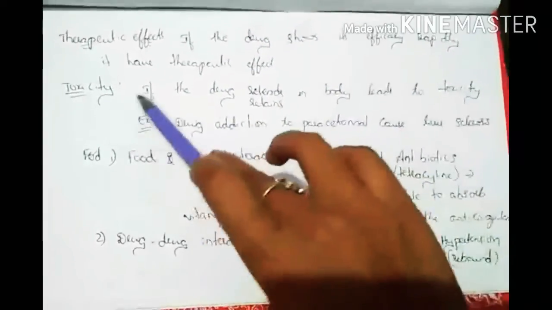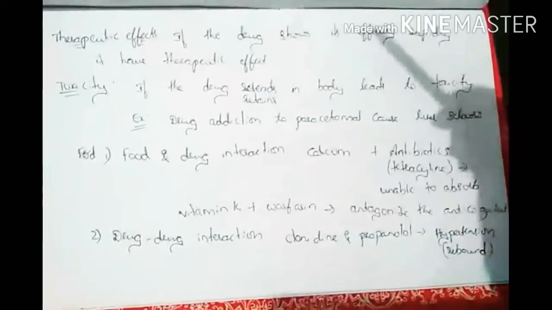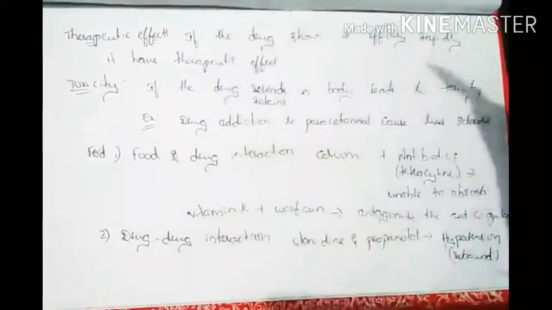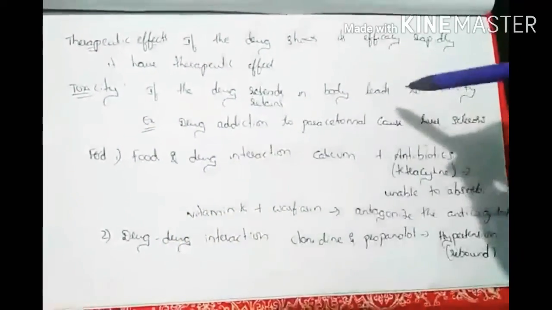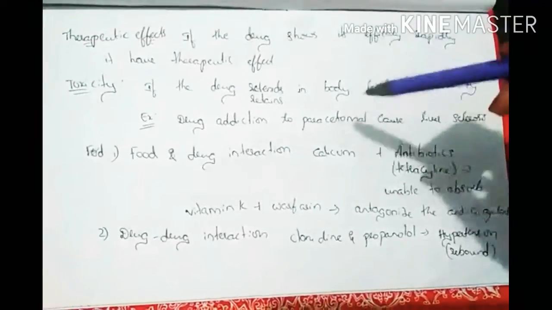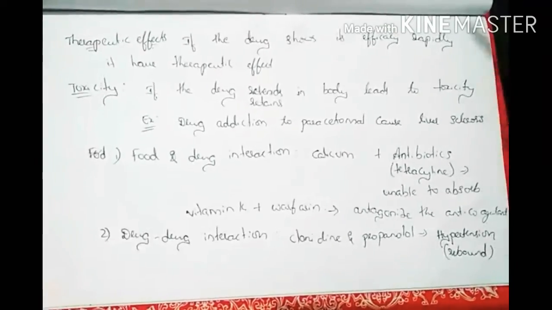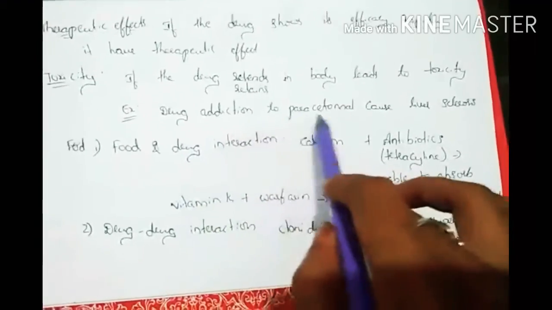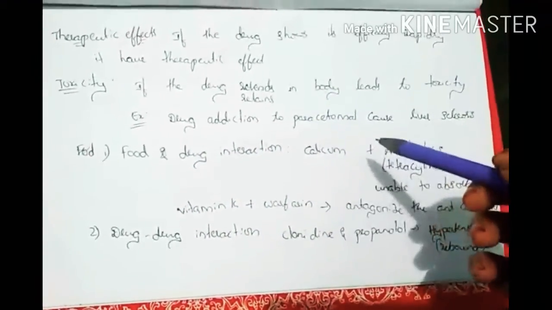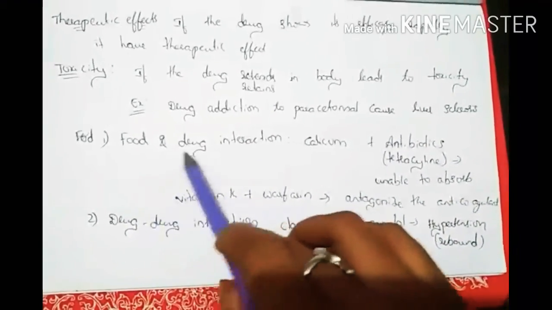Next, therapeutic effect. If the drug shows efficacy rapidly, it has a therapeutic effect. It shows pharmacological actions rapidly, with more therapeutic effect and fewer side effects. Next, toxicity. If the drug is retained in the body, it leads to toxicity. If the drug stays in our body, it leads to toxicity of the drug in the body. Drug addiction, for example: if we consume paracetamol daily, it causes liver cirrhosis. Here, toxicity. Food and drug interaction.